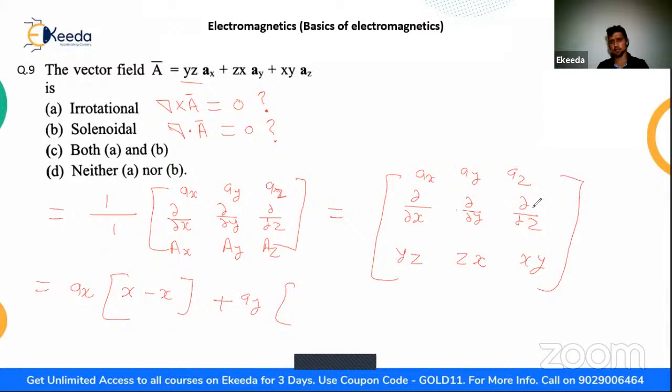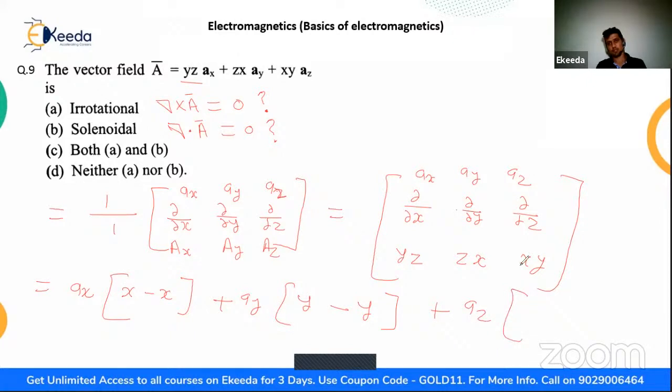If I'm using plus, then I will do del upon del z into this minus this. If I'm using minus, then I will use del upon del x of this and del upon del z of this. So I'm using the plus convention here, so I will just do del upon del z of this. y will be treated as constant, and differentiation of z will be 1, so y, and then again differentiation of this with respect to x, y will be treated as constant, so differentiation of x will be 1, so this will be y, and then coming to the z component, Az.